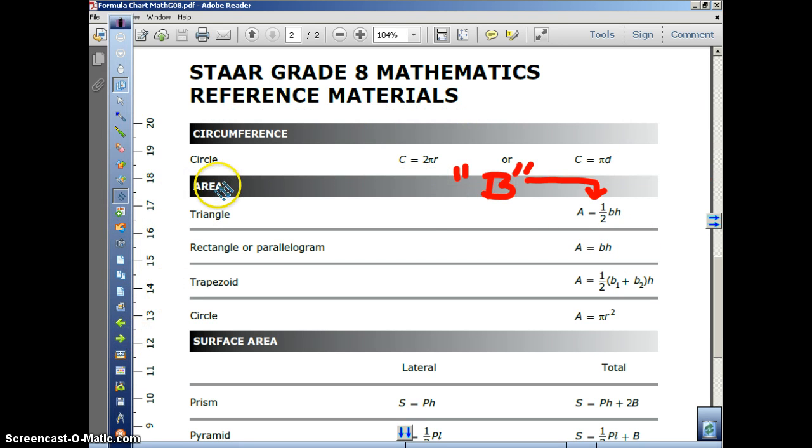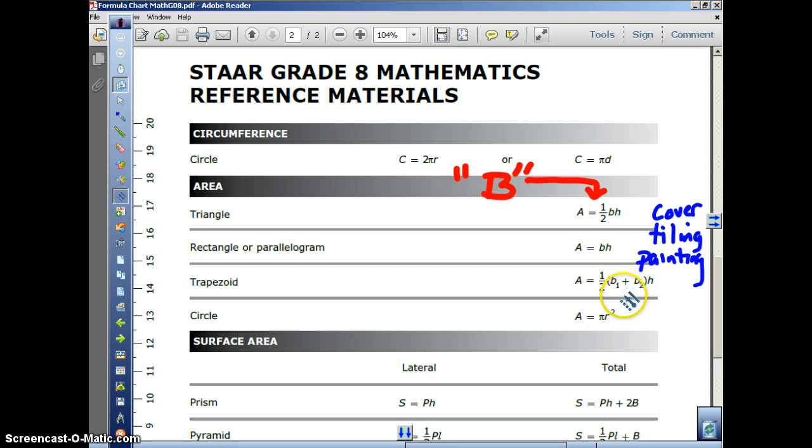Next, area. These are your area formulas. Down in the volume section, this will be where you find your capital B. Capital B stands for area of the base. You need to know what the base shape is so you can grab the proper formula. Write that down.